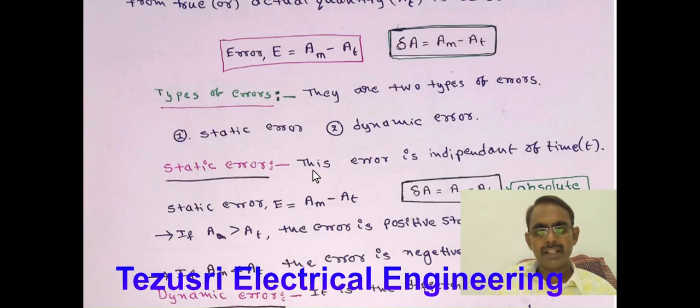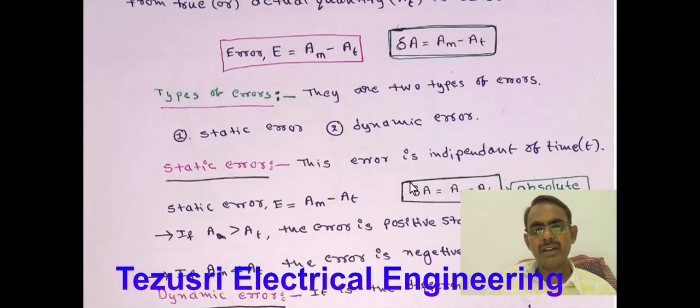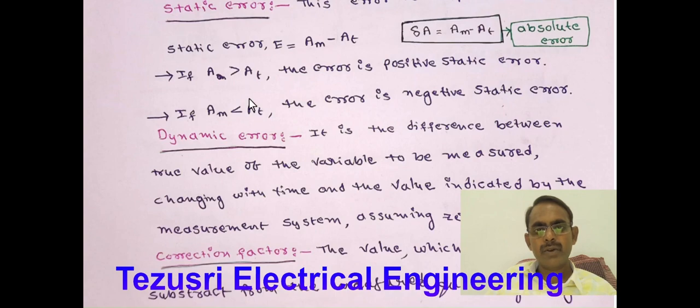Static error is nothing but the error, the deviation of the measured quantity from the true or actual quantity. It is also called static error. The static error is independent of time. Static error is nothing but absolute error. Absolute error equals measured quantity minus true value. If the measured quantity is greater than the true value, this type of error is called positive static error. If the measured quantity is less than the true value, this type of error is called negative static error.